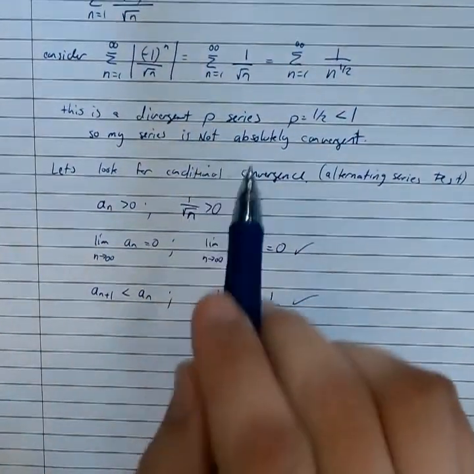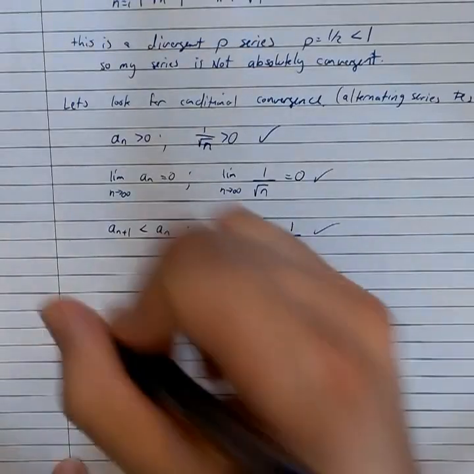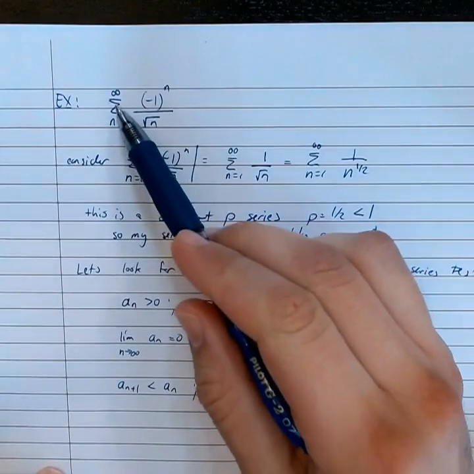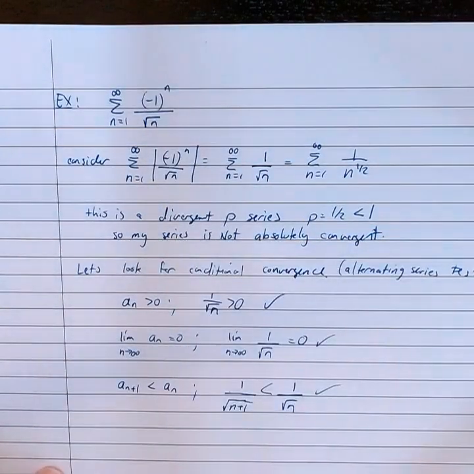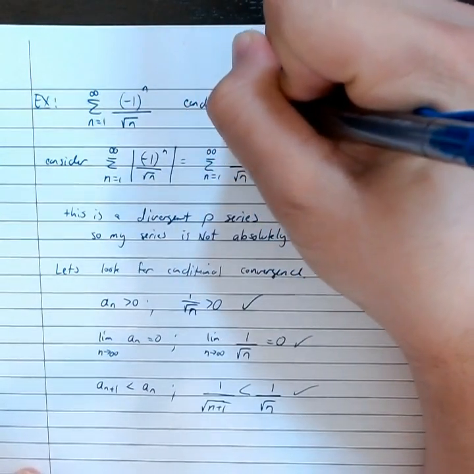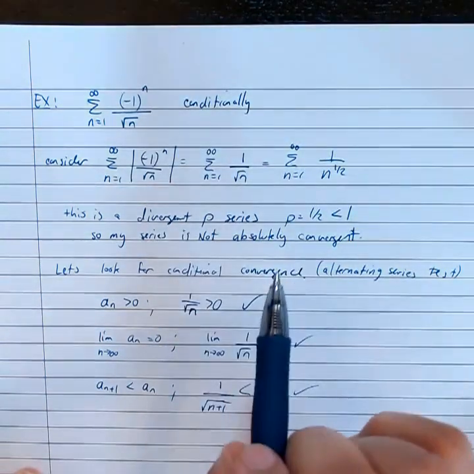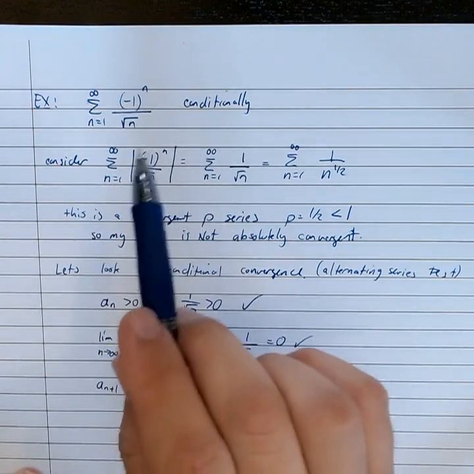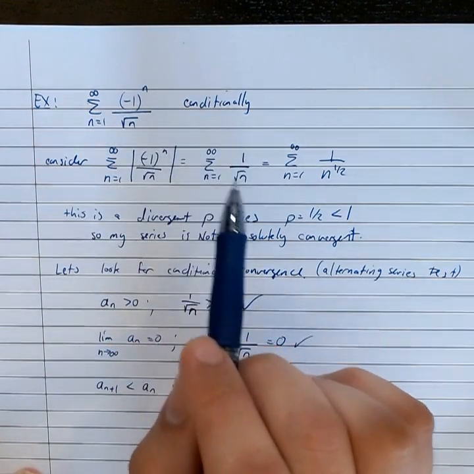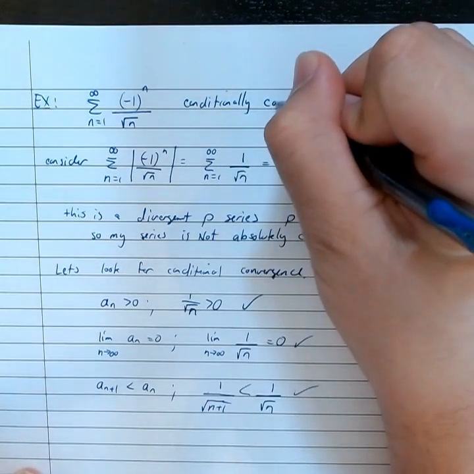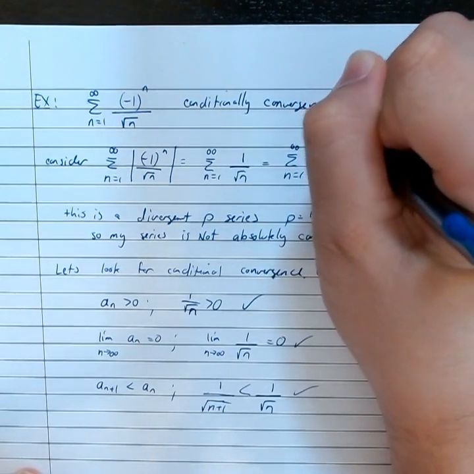So even though our series was not absolutely convergent, we can say that the sum as n goes from 1 to infinity of (-1)^n over the square root of n is conditionally convergent. Meaning it's convergent on the condition that we leave it as an alternating series. If we remove that and leave just the absolute value of the terms, then it's no longer convergent. So this is conditionally convergent. Just like that.